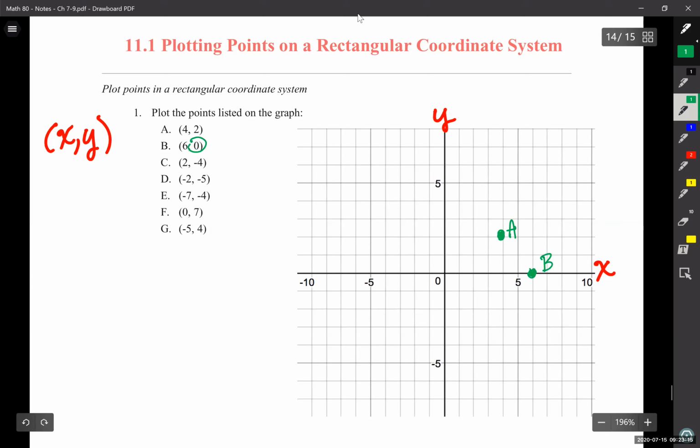The biggest mistake I see people make is getting the letters backwards. They do the Y and then the X, and their picture turns out sideways. Just remember it goes in alphabetical order. X comes before Y in the alphabet, and X comes before Y when you're plotting points. So for C, we're going to go over 2 because the x is 2. And then it says -4.